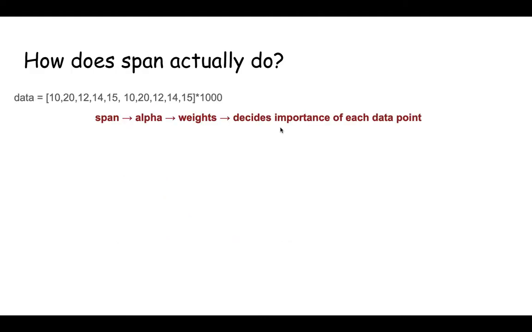So what does span actually do? Well, let's look at another example. Here we have a data set. It has around 10,000 points. Now remember, span can be used to calculate alpha, which can be used to calculate weights, and weights is what defines or decides the importance of each data point.